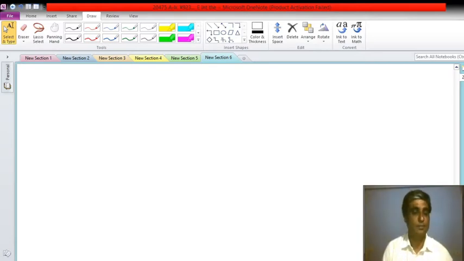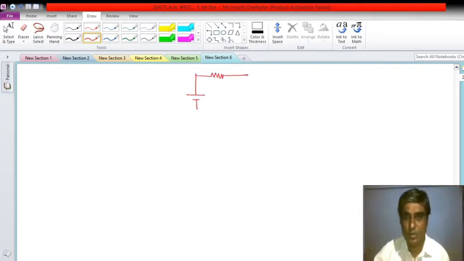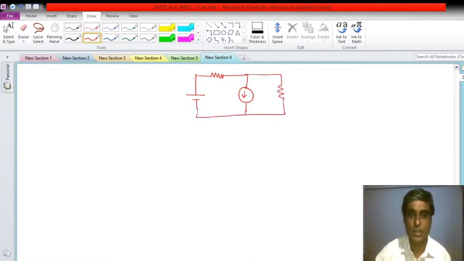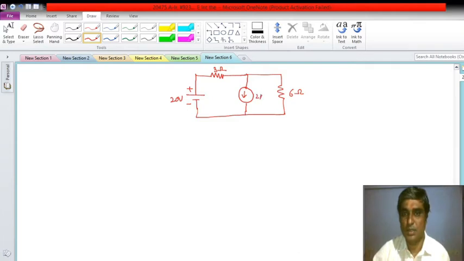Yeah. So suppose this is my circuit. I have, let's say, a voltage source connected with a resistor, and now I assume that there is a current source present, and this will be connected with some resistor. Let me specify the values: 20 volt, suppose 3 ohm, and this is my 6 ohm resistor, and the current is, let's say, 2 ampere. Okay, now let us label it.